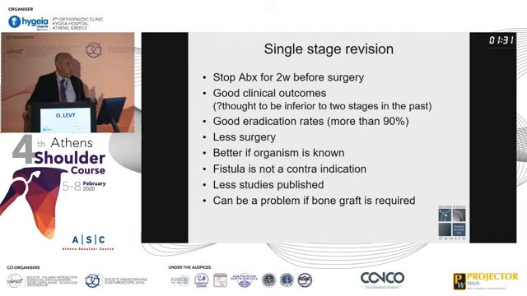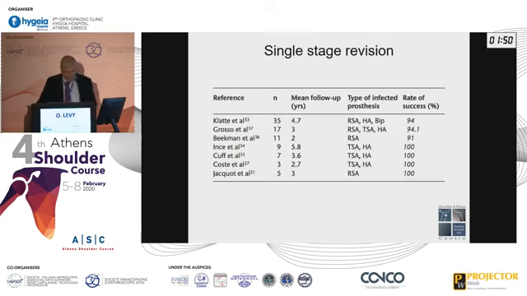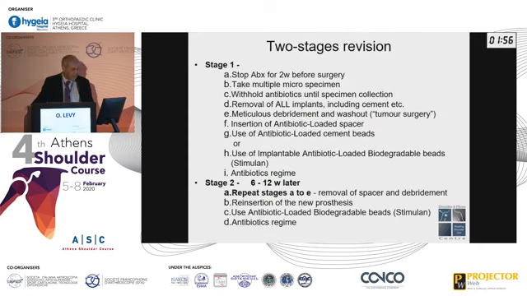Better if the organism is known, but if you don't know, you have to suspect P. acnes. If there's a fistula, it's not a contraindication for one stage, and there are fewer studies published on that, but it can be a problem if you need to use a bone graft. And if you need to use a bone graft, you may have to do a two-stage procedure. And as you can see, this meta-analysis shows good rate of success in one stage.